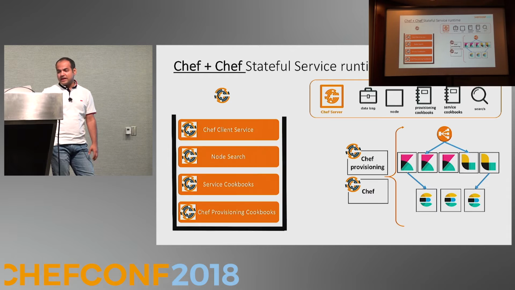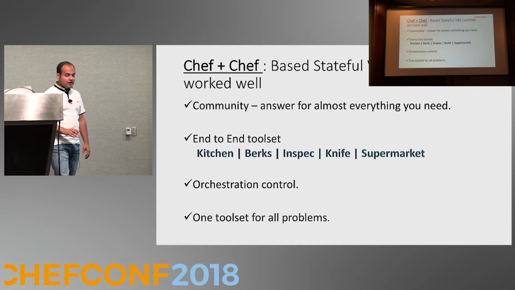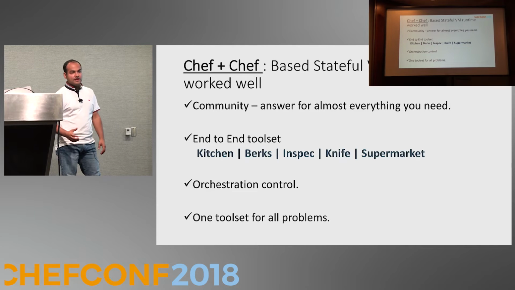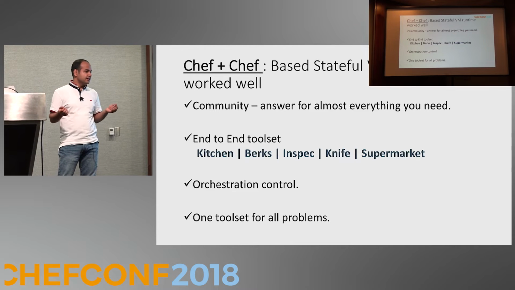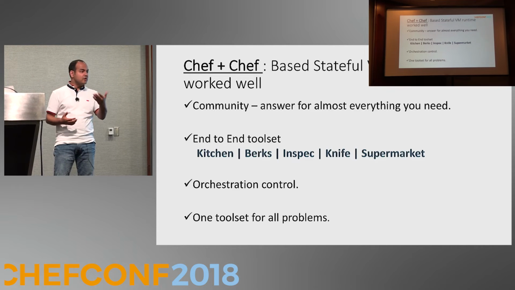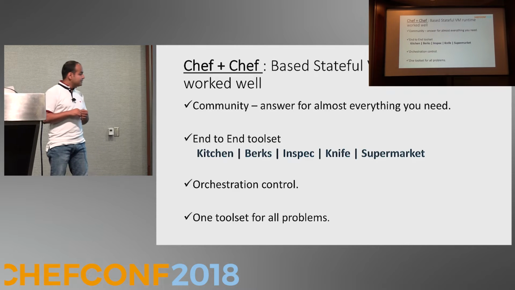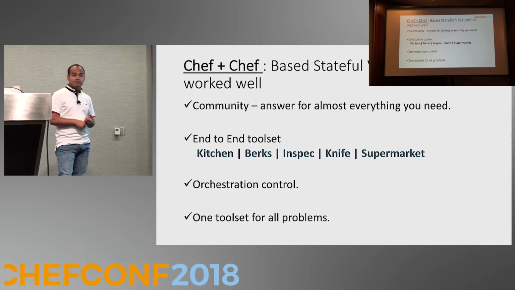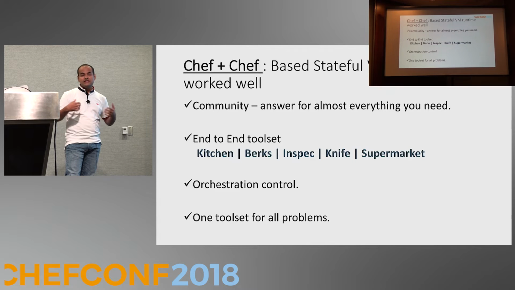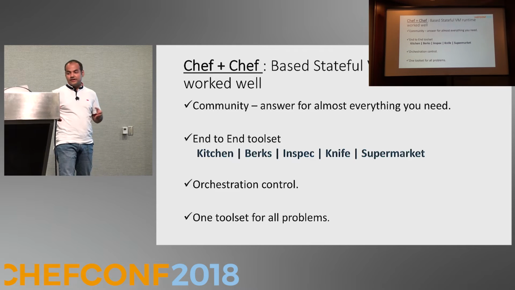Now, when we put all of this together, there were a few things which worked well for us and a few things which did not work well. What worked well is that, because we were using Chef, whatever software we needed, there was a cookbook for it. The community is pretty awesome. If you want Redis, there's a very well maintained Redis cookbook. People are maintaining them very diligently. The other advantage was that end-to-end tooling was available. If you want to do local development, there was Kitchen, Berks, InSpec, Knife, all this tooling was available.